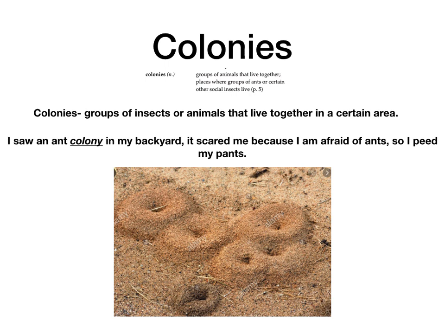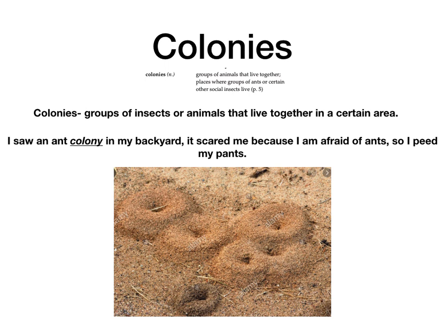Colonies, groups of insects or animals that live together in a certain area. That is my own definition. Notice it's similar to the definition the book gave me, but it's not the same. It's got some things in common. I shortened it, I put it in my own words. And then my sentence is, I saw an ant colony in my backyard. It scared me because I'm afraid of ants, so I peed my pants.